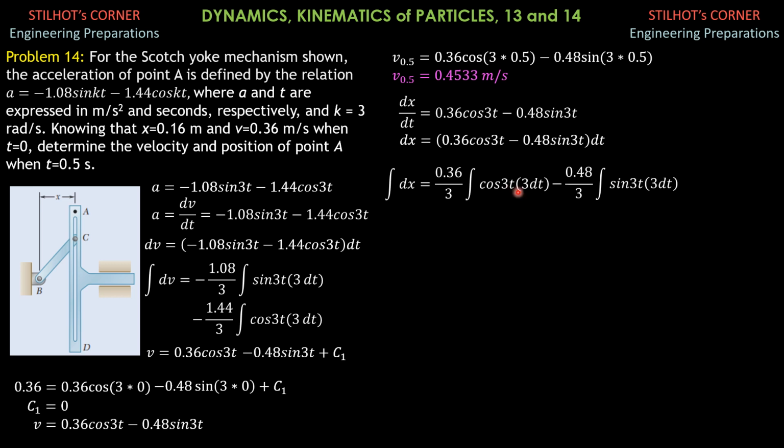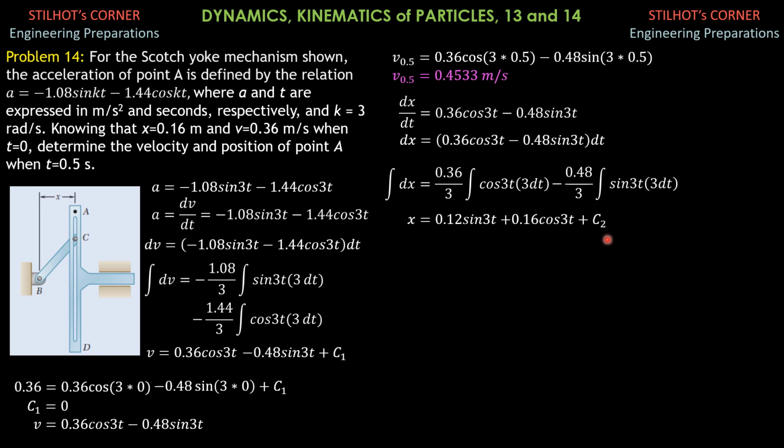Integral of cosine is negative sine. Integral of cosine is positive sine, rather. So this is 0.12 sine 3t, while integral of sine is negative cosine. So this is negative cosine times negative 0.16, so positive 0.16. So x equals 0.12 sine of 3t plus 0.16 cosine of 3t plus c sub 2.